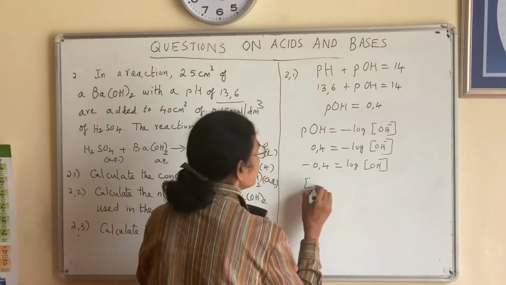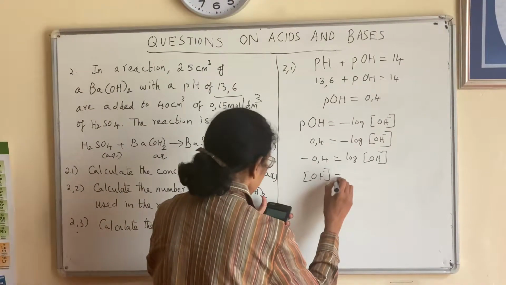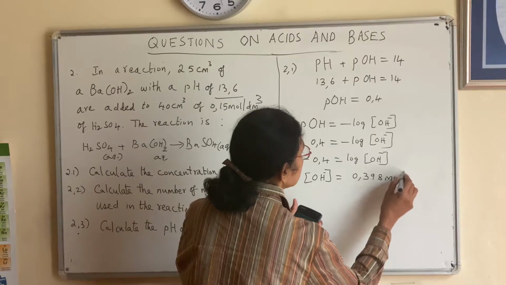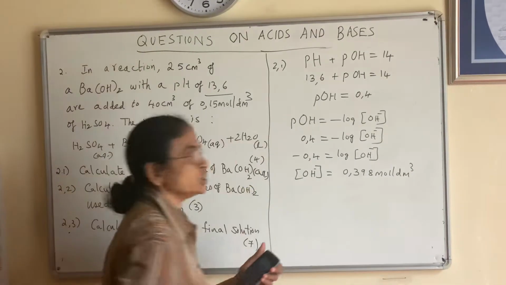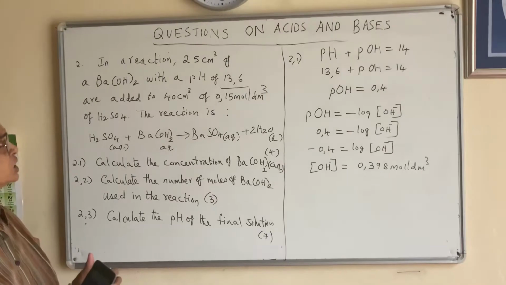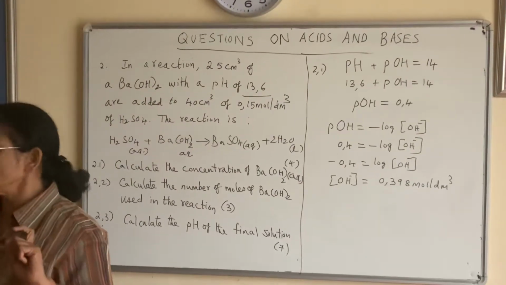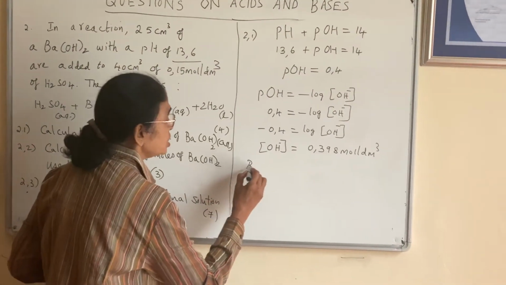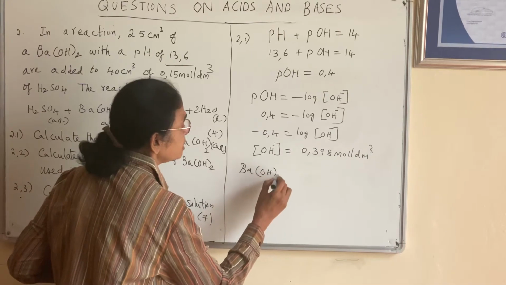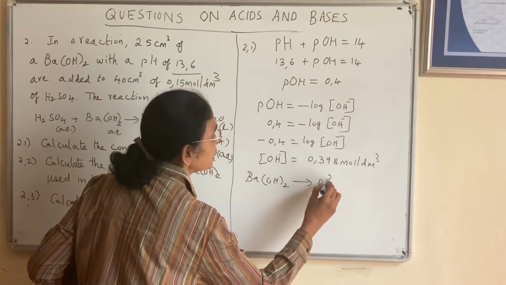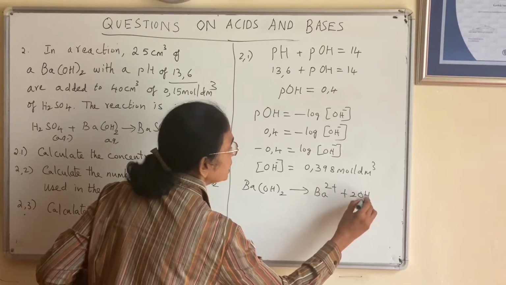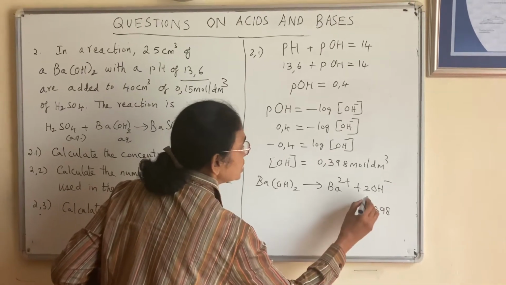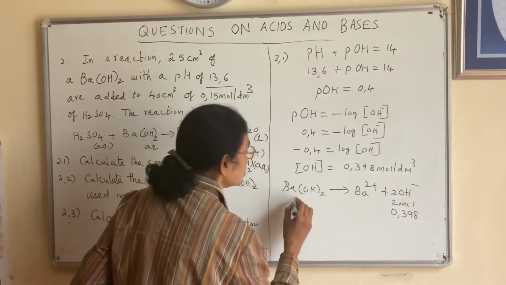So the concentration of OH minus is equal to 0,398 mole per decimeter cube. That is the concentration of hydroxide ion. But the concentration of hydroxide ion doesn't give you the concentration of the solution. Now, because it is a base, we write the dissociation equation. What is the dissociation equation for barium hydroxide? Ba2 plus and 2OH minus. So this one is 0,398. This one is 2 moles. What about this one? 1 mole.